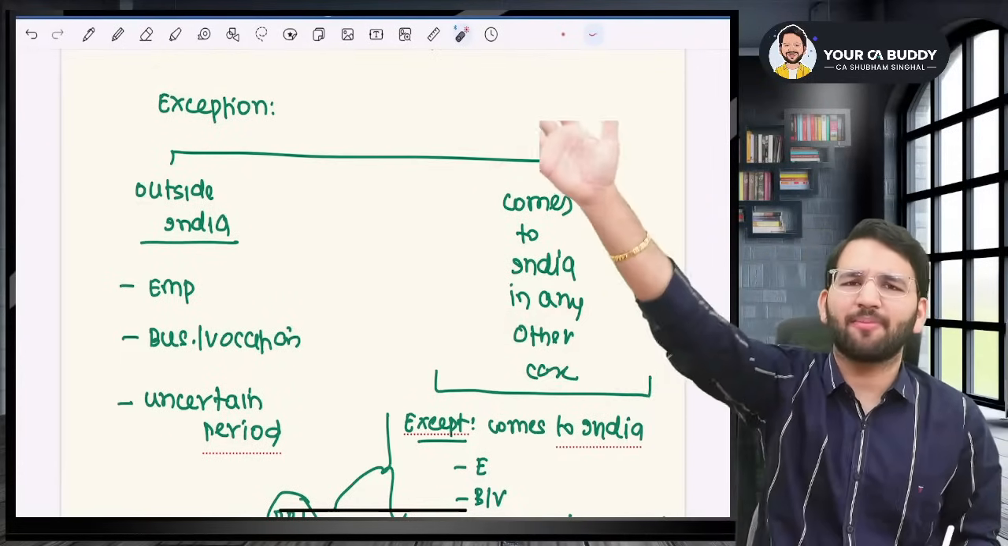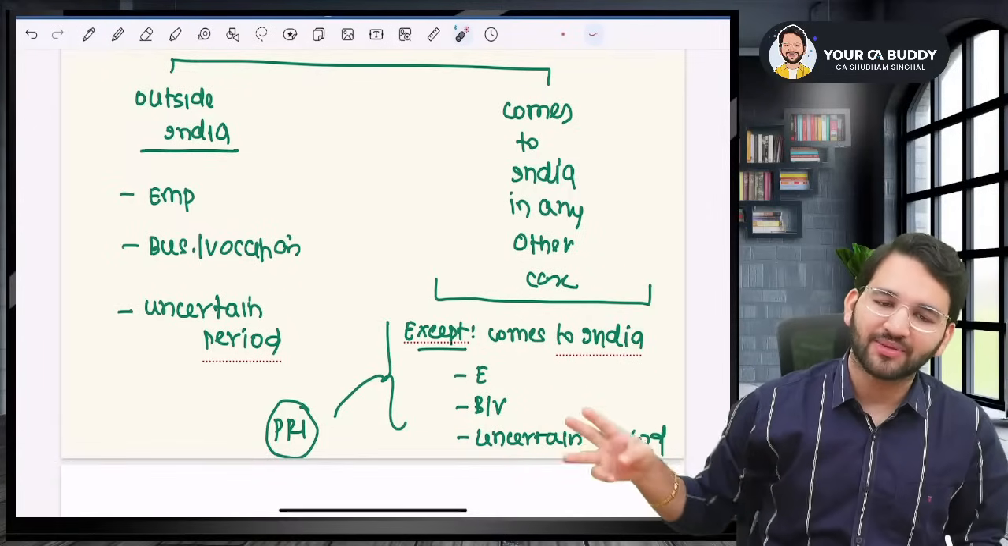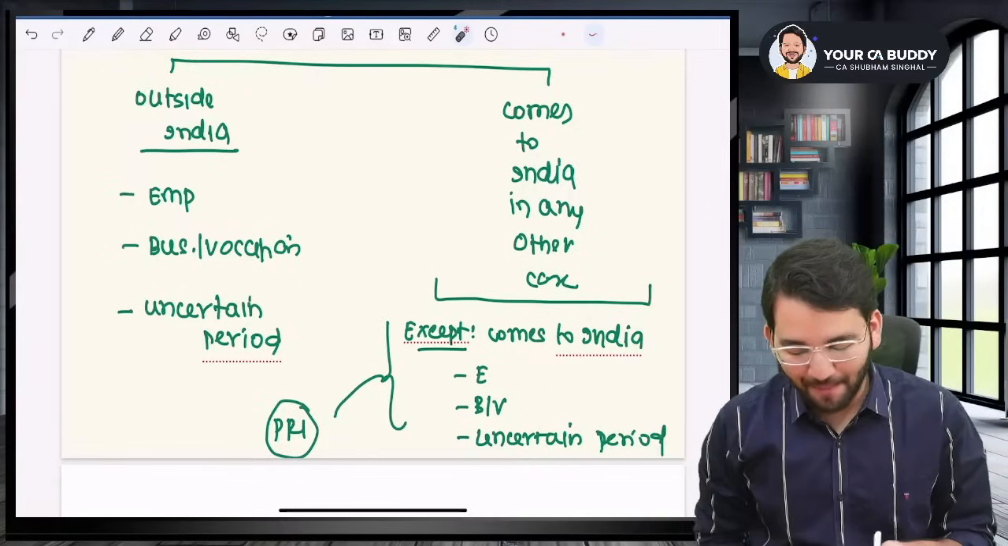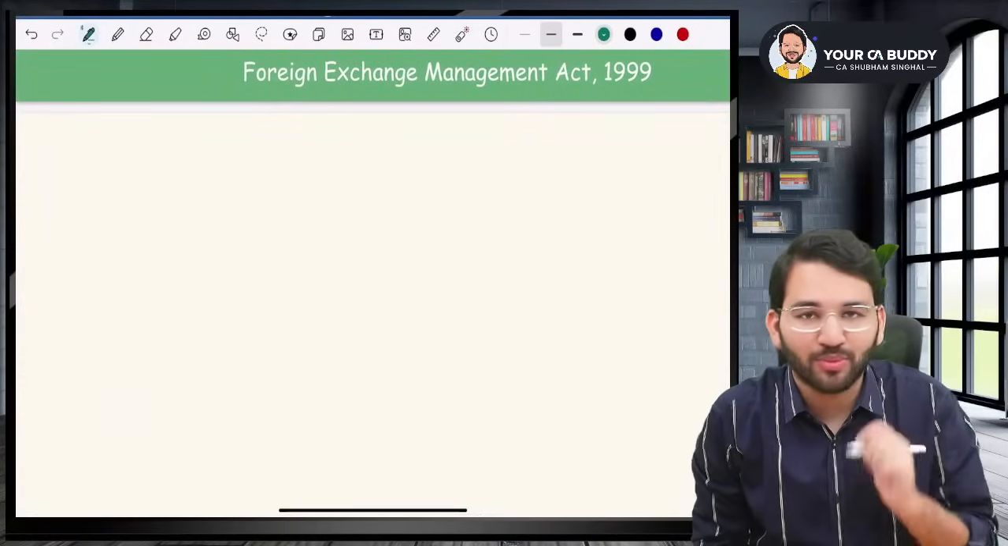In this case, he will not be a PRI. But if he goes outside, if he comes to India for employment, business, vocation, or uncertain period, he will become a PRI. Sir, I will explain this to you again with examples. Listen to me very carefully.